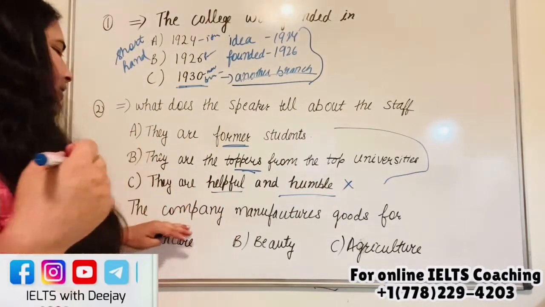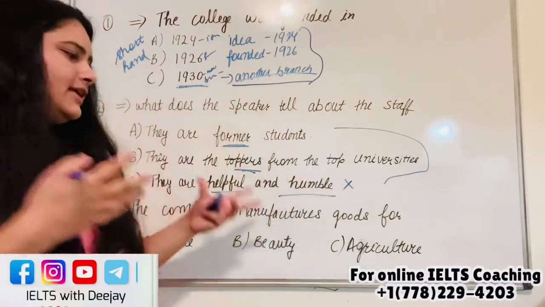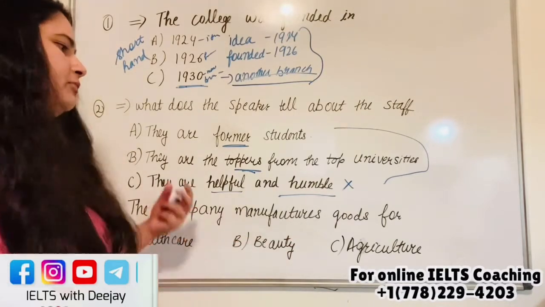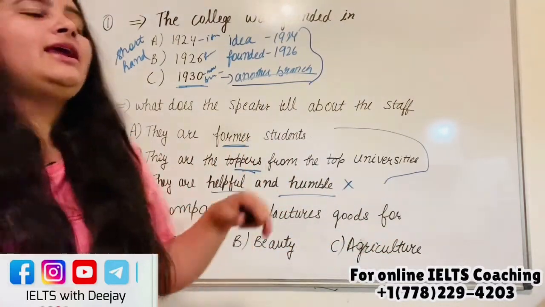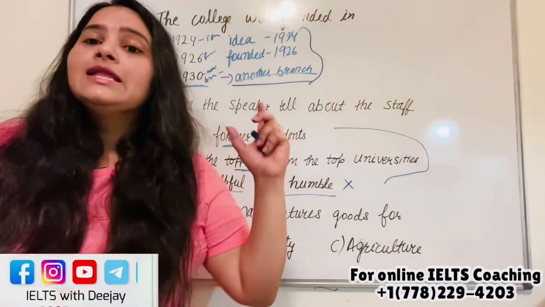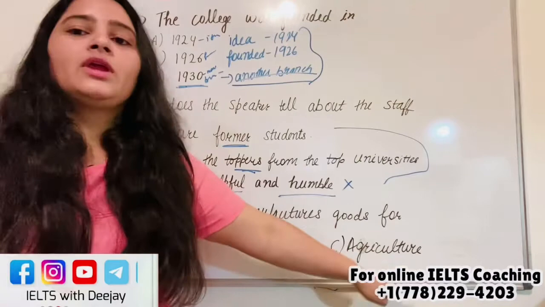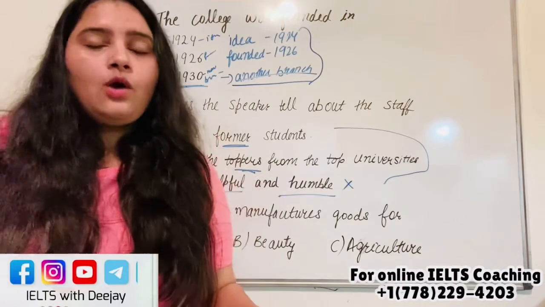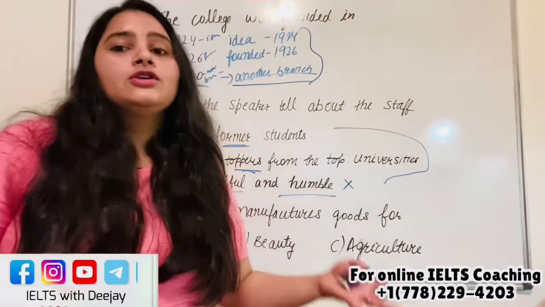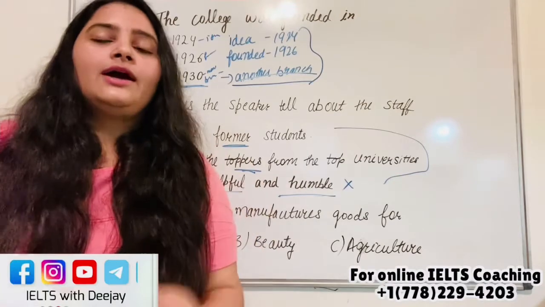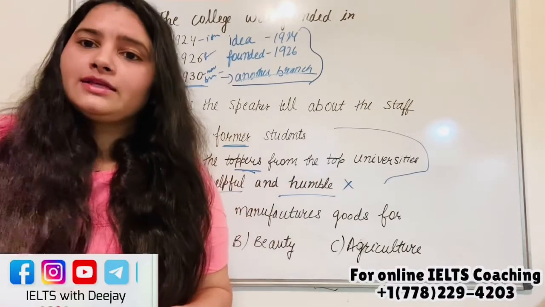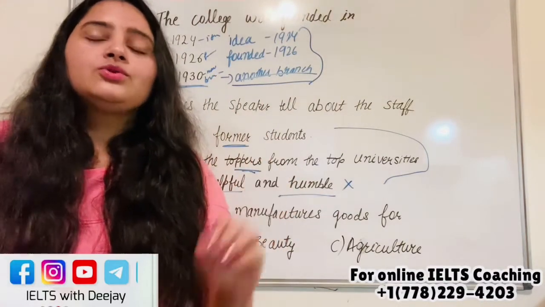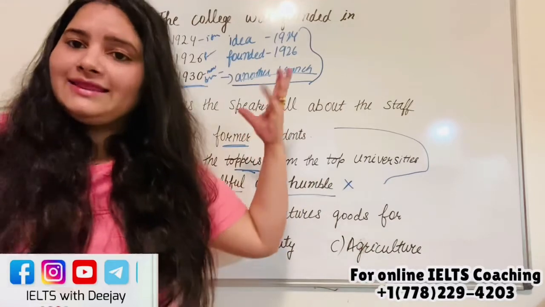Okay, so the third one: the company manufactures goods for. In this one, the simple method, it is a simple question. So you will say the company manufactures goods for, like they will say earlier when the company was started, they manufactured goods for agriculture. Then they shifted to beauty, but now they are doing it for healthcare. So you will understand now they are doing it for healthcare. So healthcare, option A, is going to be the answer. This is how you are going to listen, and how you're going to apply these methods.